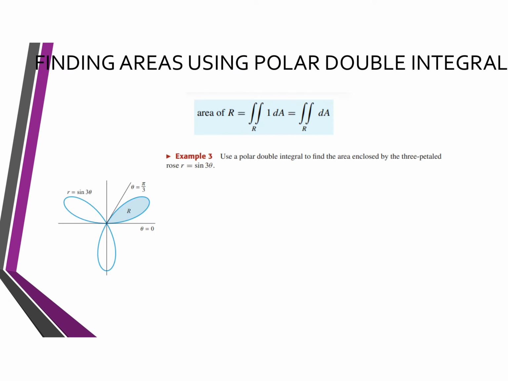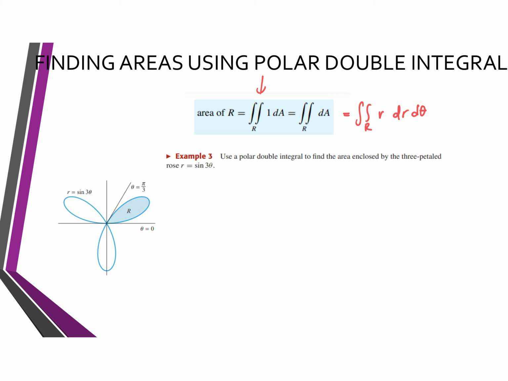Okay, now let's proceed to find areas using polar double integral. So here is the formula for the area, the same as rectangular coordinate, which is equal to the double integral of r dr d theta. So the example 3: use a polar double integral to find the area enclosed by the 3-petal rose r equals sine 3 theta.